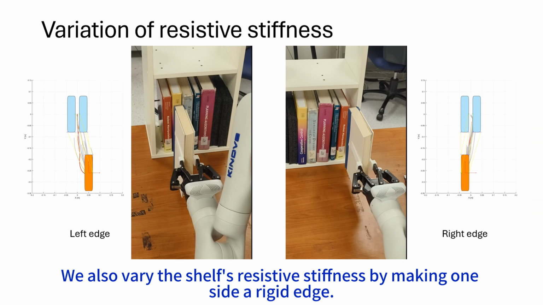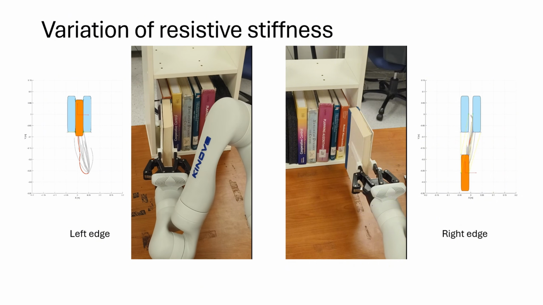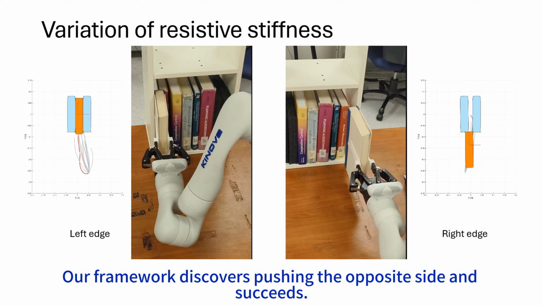We also vary the shelf's resistive stiffness by making one side a rigid edge. Our framework discovers pushing the opposite side and succeeds.